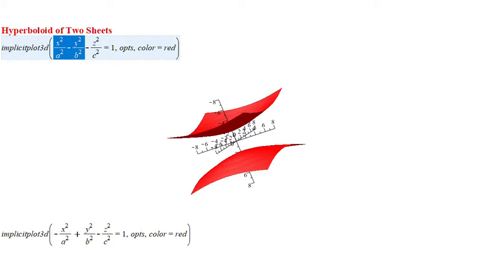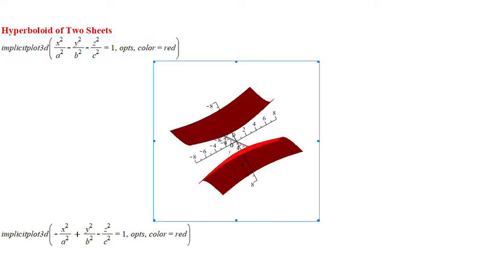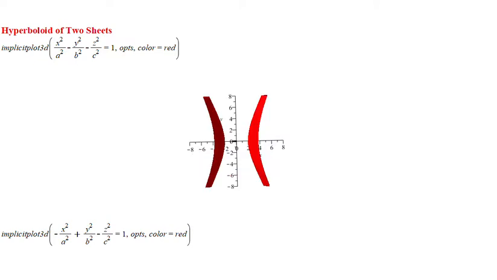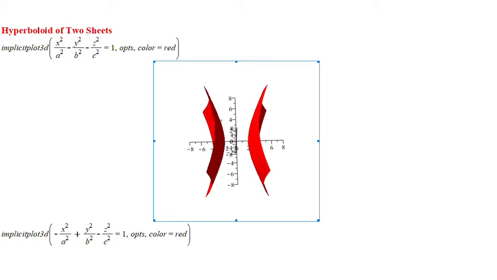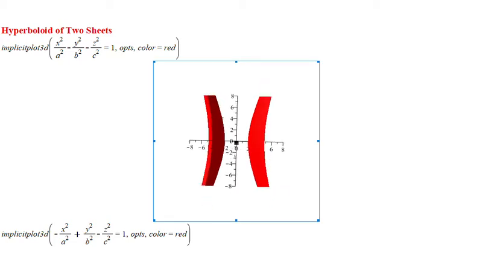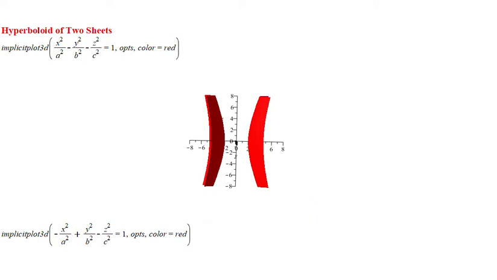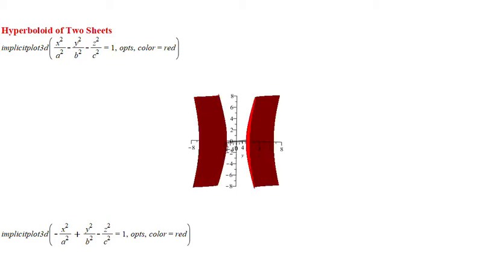Now in this one, I've simply changed the minus sign so that it's on the y term. So again, if we look at the x and y, we should see hyperbolas. If we look at the yz's, we should see hyperbolas. But if we look at the x's and z's, we should see ellipses. And so we could twist this around and look at it from those angles.